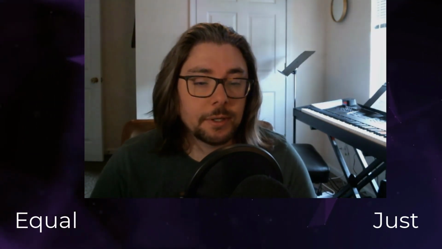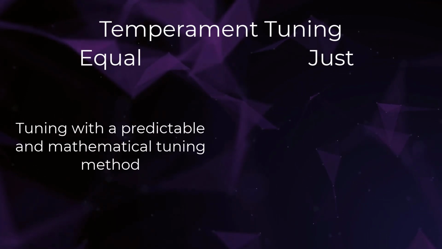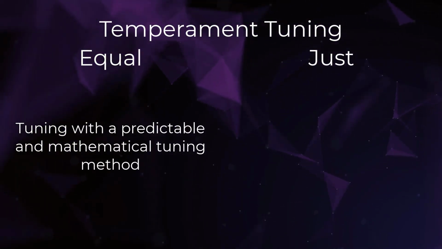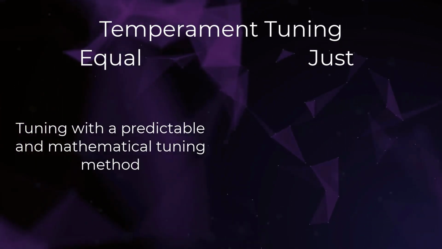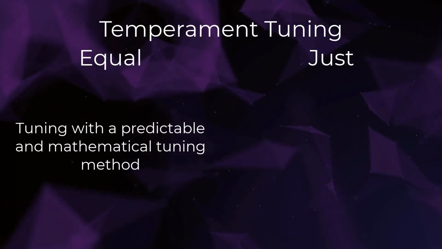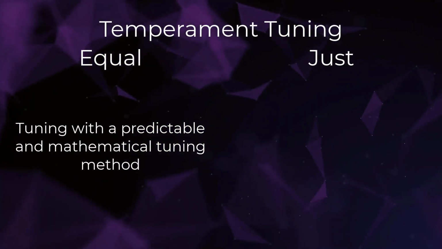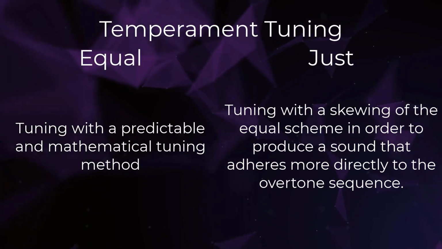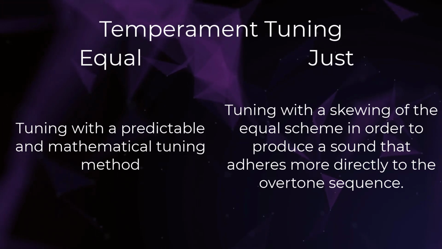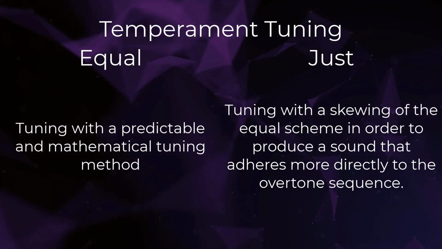Temperament is the difference in frequency between two pitches, and there are two main schools of thought regarding this: equal and just temperaments. In equal temperament, there is a predictable and mathematical tuning method. For instance, for every octave, that is exactly double the frequency as you're going up, or half the frequency moving down. In just temperament, there is a slight skewing of the equal tuning scheme in order to produce a sound that adheres more directly to the overtone sequence.